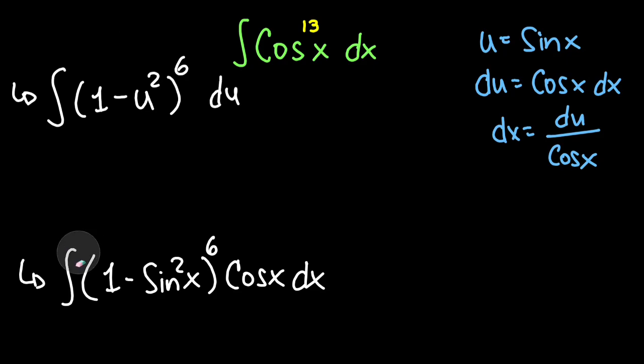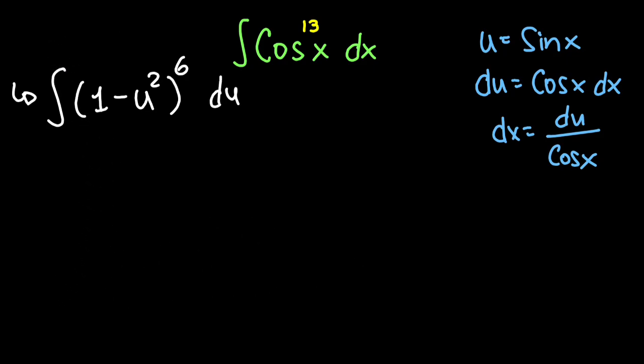And so we are left with this integral form. Now that we have this, the next step would be to expand this. We have a power of 6 of binomial. The formula for this would be a minus, since it is negative, b to the power of 6, wherein a here would be equal to 1. Let's just put it in here. And b here would be equal to u squared.